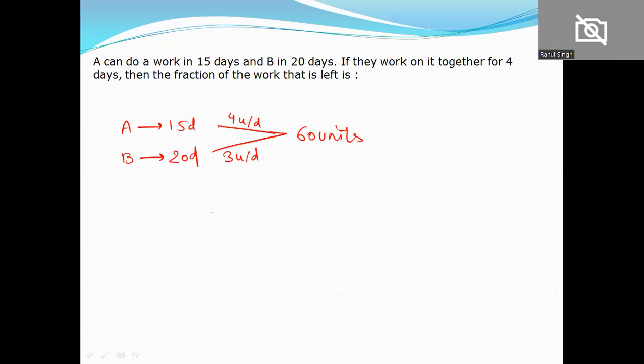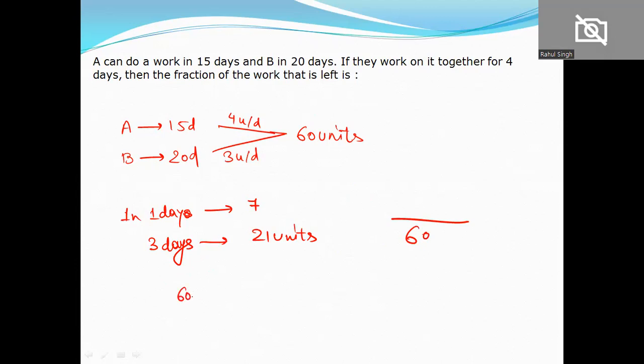Alright? In one day, they together did 7 units of work. So in 3 days, 21 units of work will be completed by A and B if they are working together. But the question asks how much fraction of work is left. So the total work is 60 units, and 21 units have already been completed.